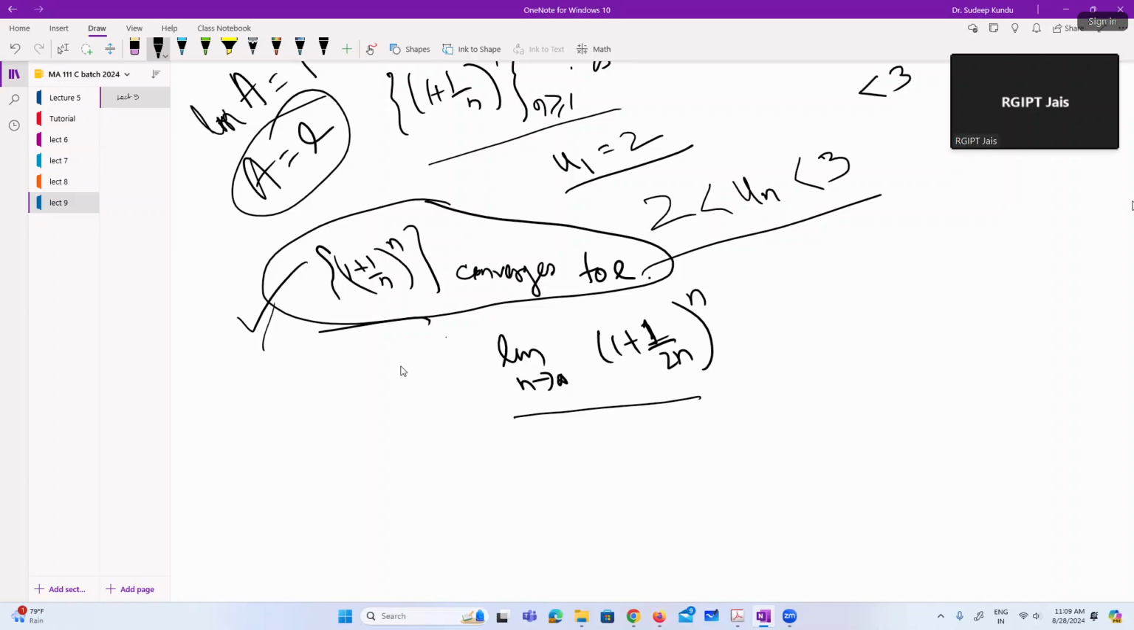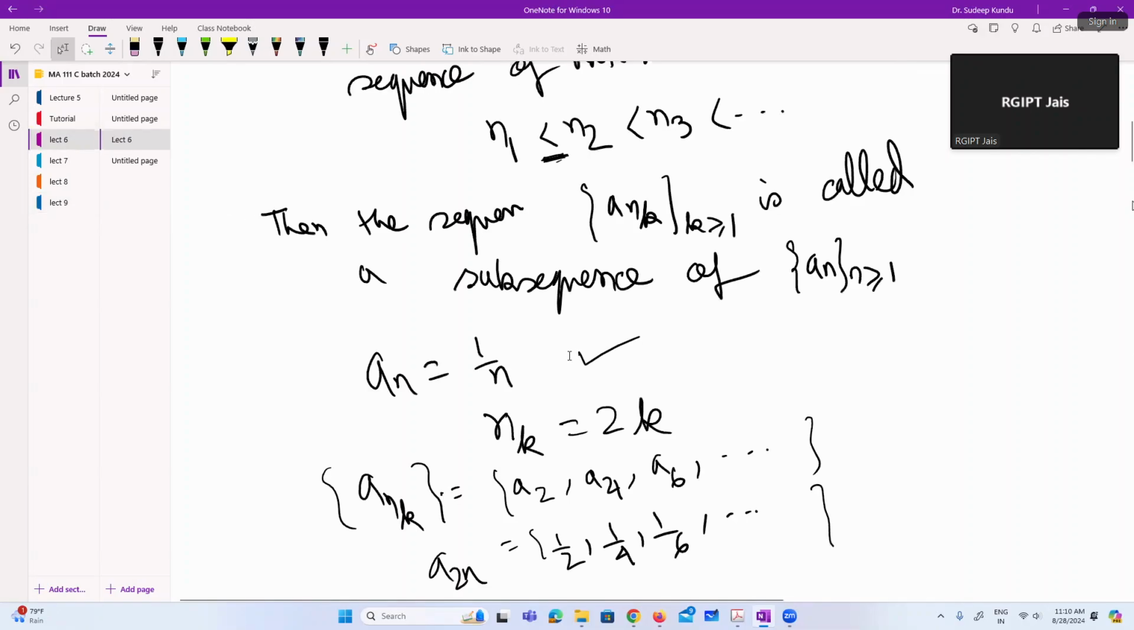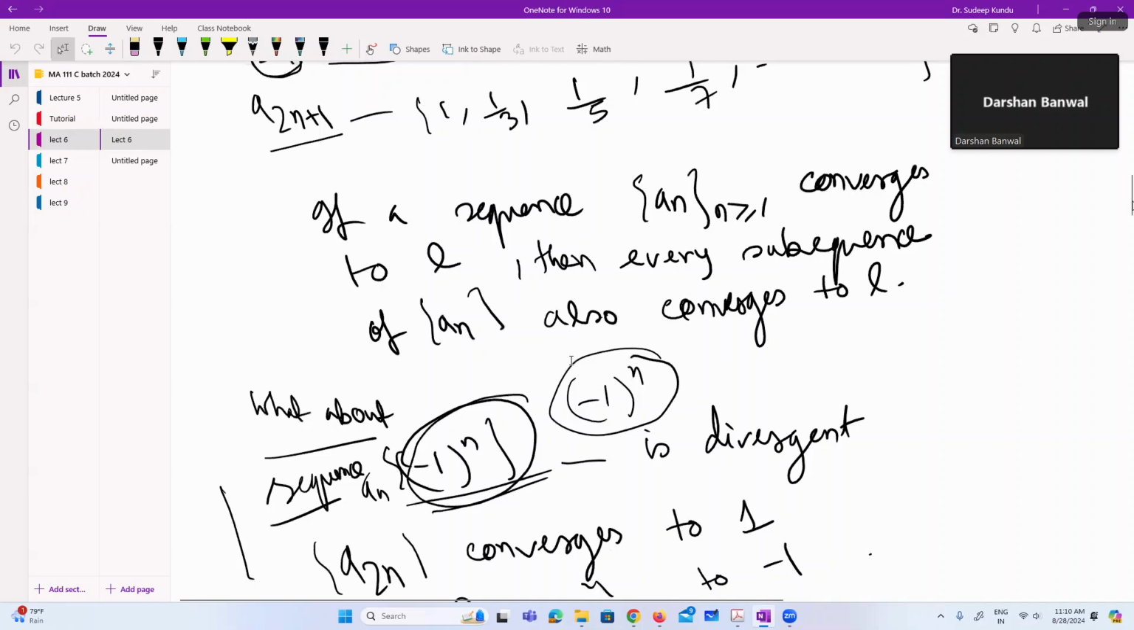So you have studied subsequences, right? What is the property of subsequences? You should not forget all these properties. Any sequence taken from a sequence is a subsequence of it. And what is the property of convergence? If a sequence converges to some limit L, then what will happen for the subsequence limit? It will also converge.